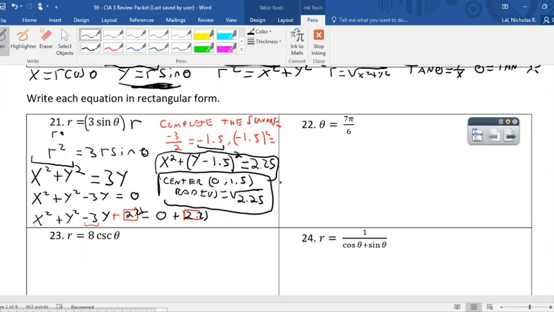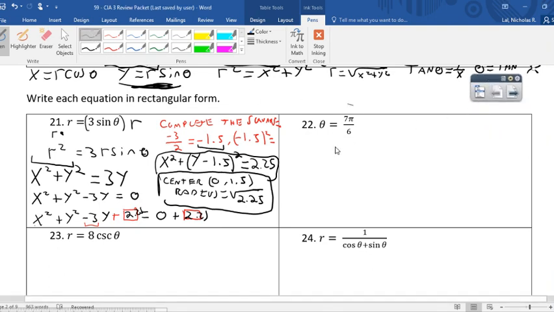All right. 22. Theta is equal to 7 pi over 6. And what we can do is take the tangent of both sides. So when you just have an angle, you can take the tangent of both sides. So we can say that the tangent of theta is equal to the tangent of 7 pi over 6.